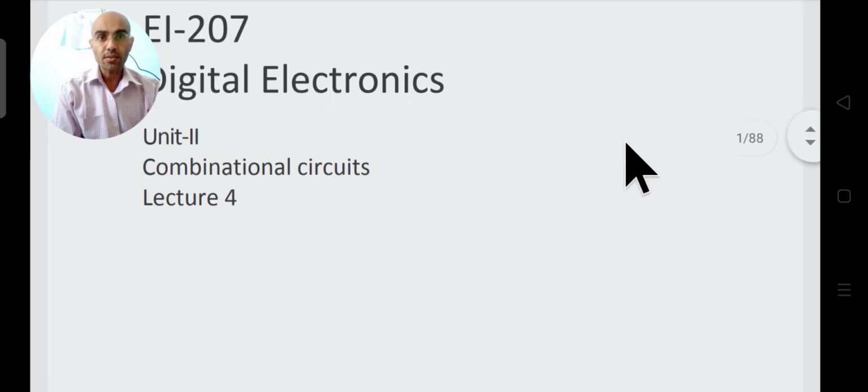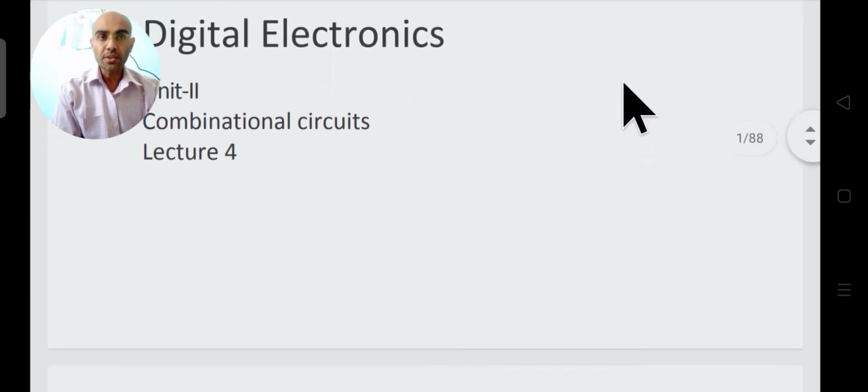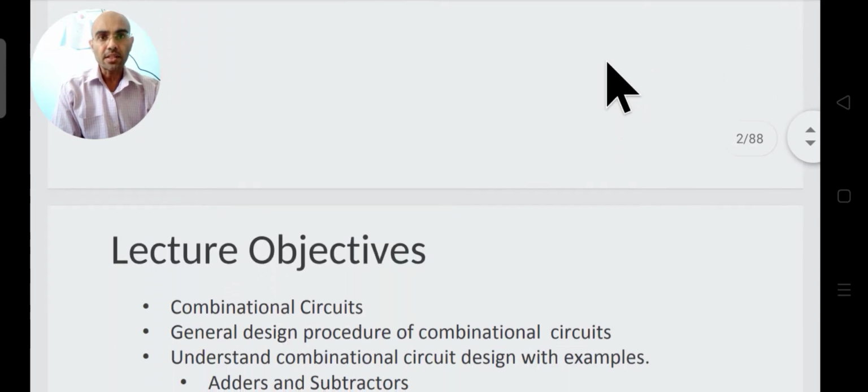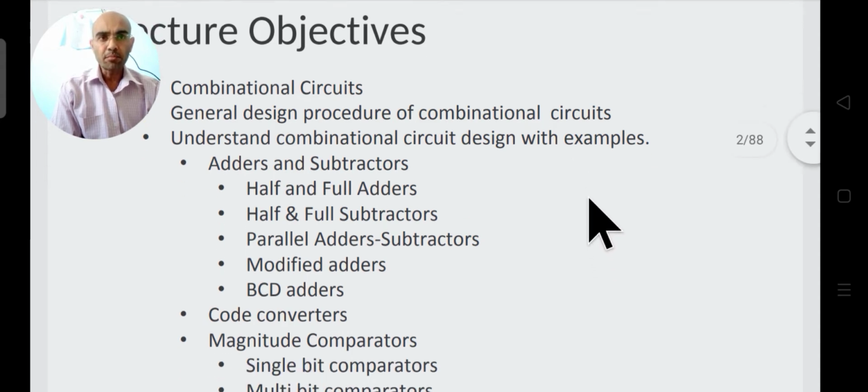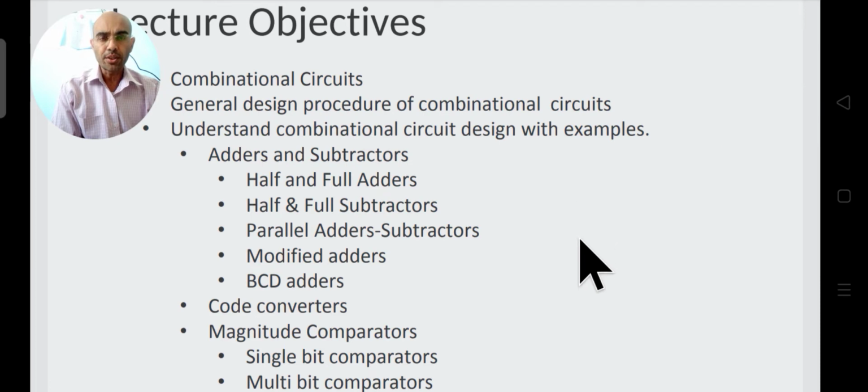So in this unit, first we will understand what combinational circuits are, and then later we will discuss the general steps or the procedure to design any combinational circuit. Later on we will understand the method with certain examples. So the examples are more important in this particular unit.